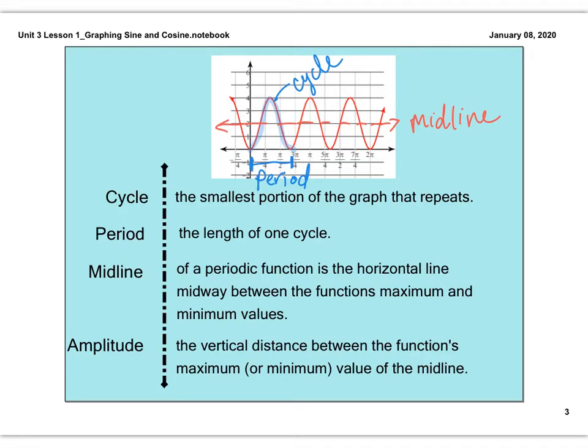And then finally the amplitude. The amplitude is the height, or the distance between the midline and the maximum, and the midline and the minimum. So in this case, if we start at the midline and go up to the maximum, this right here would be the amplitude.